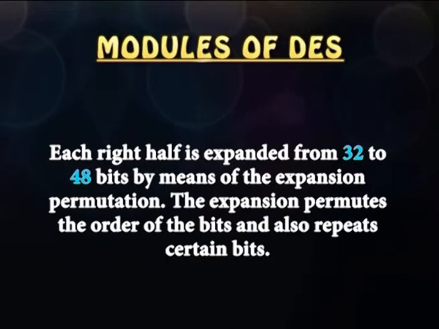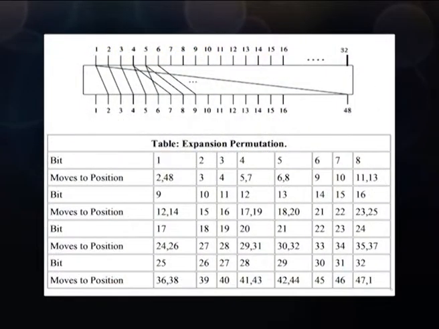Each right half is expanded from 32 to 48 bits by means of the expansion permutation. The expansion permutes the order of the bits and also repeats certain bits. The expansion permutation is defined in the table. For each 4-bit block, the first and the fourth bits are duplicated, while the second and the third are used only once. This table shows output position to which the input bit moves.